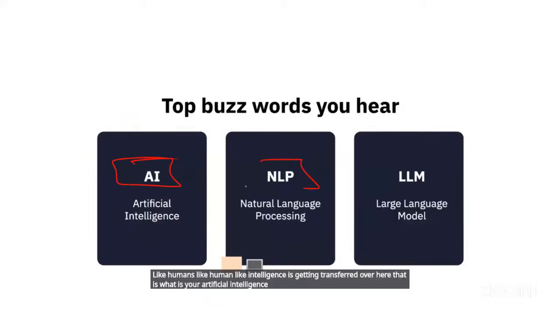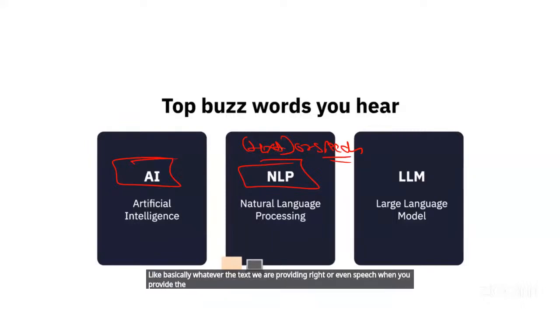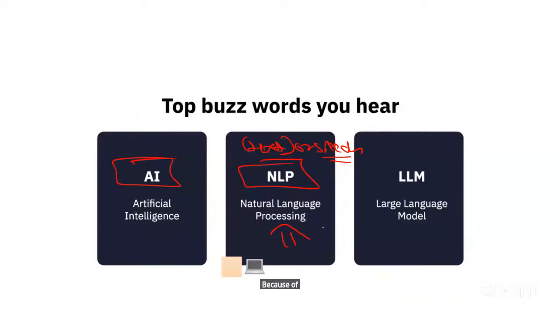And you know NLP, natural language processing. This is there for computers to understand, interpret, and respond to human language, whether it is text or even speech. Either text or speech, it is able to understand, interpret, and respond to whatever we are asking. And that is all happening because of natural language processing.